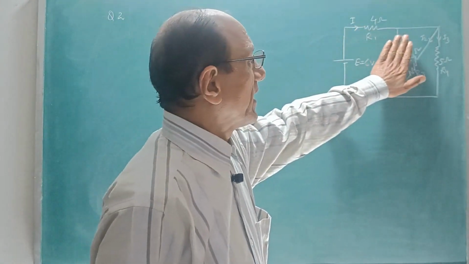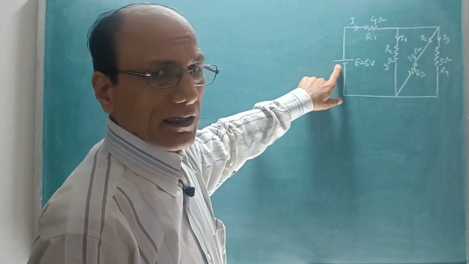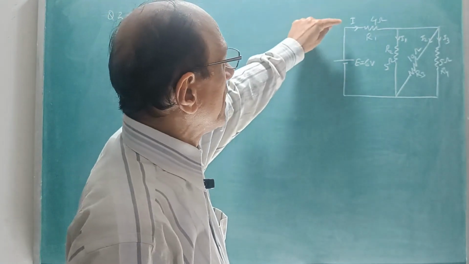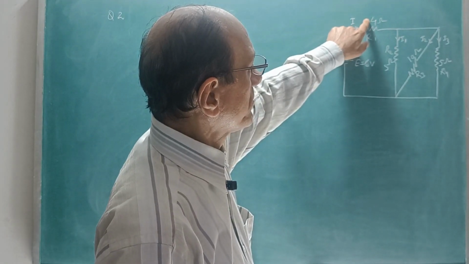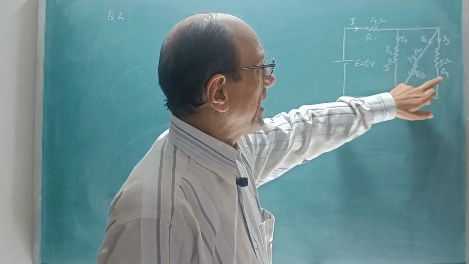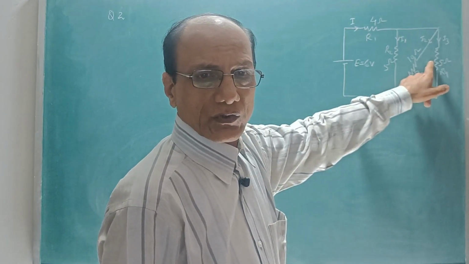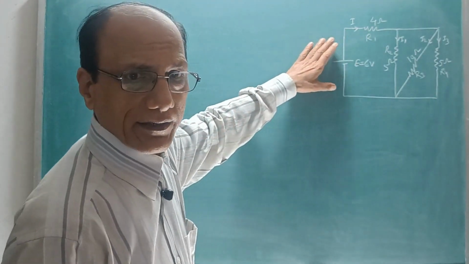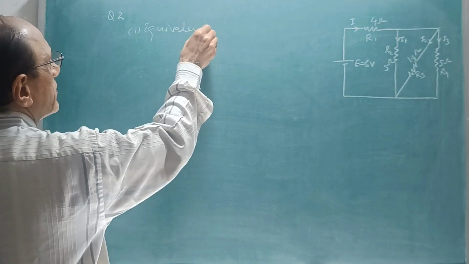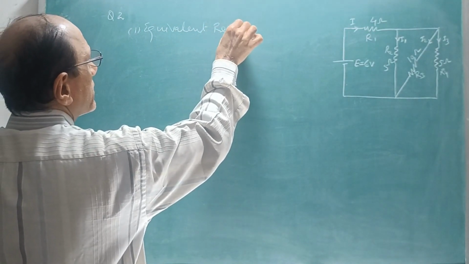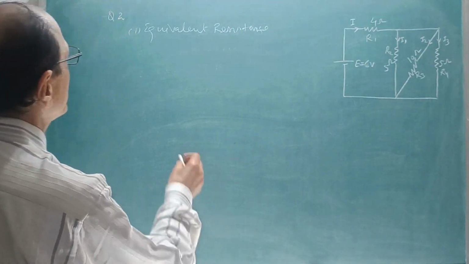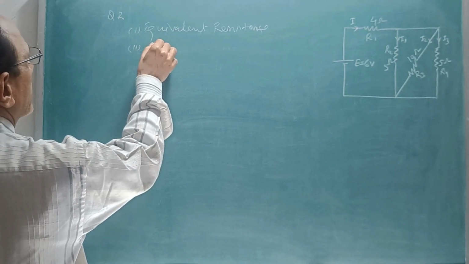Here is a circuit where an EMF of 6 volt is applied. Resistance R1 is 4 ohm, R2 is 5 ohm, R3 is 10 ohm, and R4 is 5 ohm. First of all we have to find the equivalent resistance, and secondly the current through each resistor.